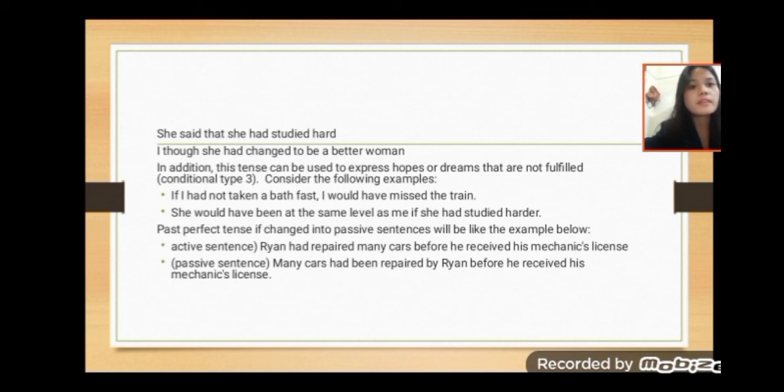Past perfect tense, if changed into a passive sentence, will be like the example below. Active sentence: Ryan had repaired many cars before he received his mechanic license. Passive sentence: many cars had been repaired by Ryan before he received his mechanic license.